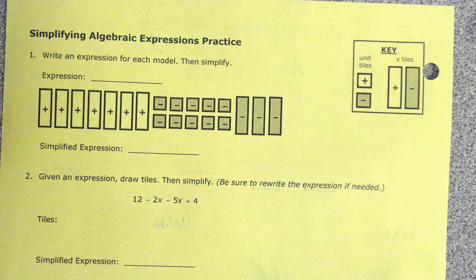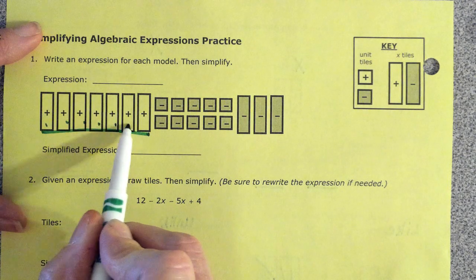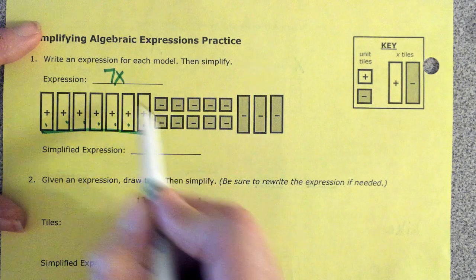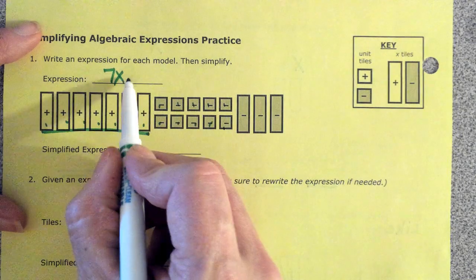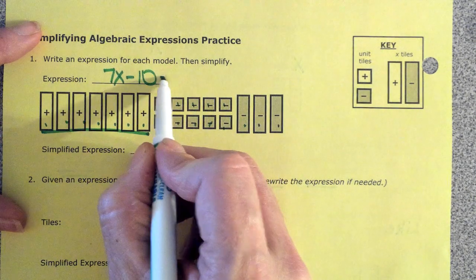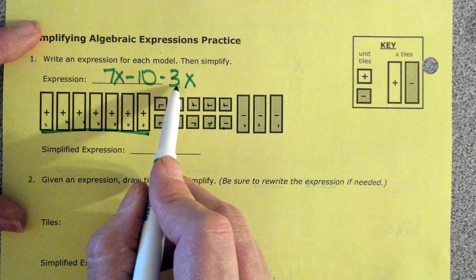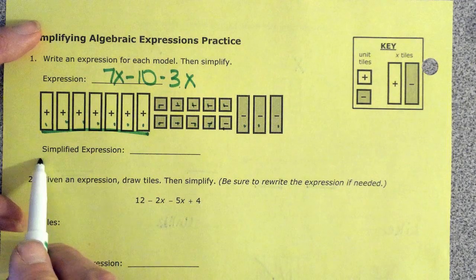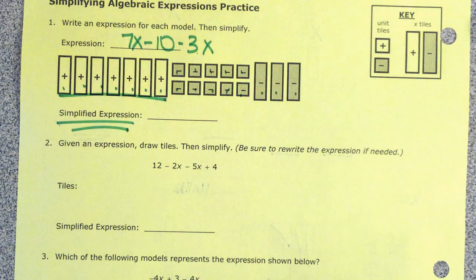Okay, I want you to try the other side, and like this expression, the way it's going to look is I've got 1, 2, 3, 4, 5, 6, 7 x's. I've got negative 1, 2, 3, 4, 5, 6, 7, 8, 9, 10, minus 10 units, and then minus 1, 2, 3 x's. So I want you to combine these cows with these cows, and then the pigs stay by themselves, and tell me what the simplified expression is. Finish the next 5 questions, and we will check it when you return.